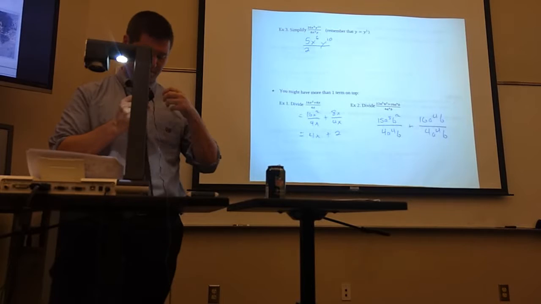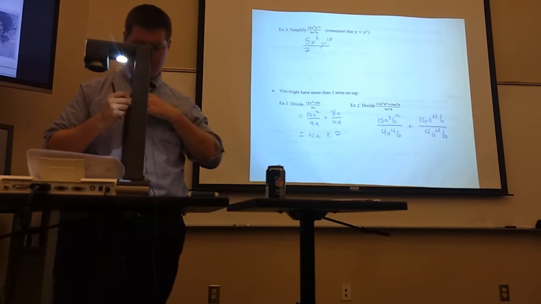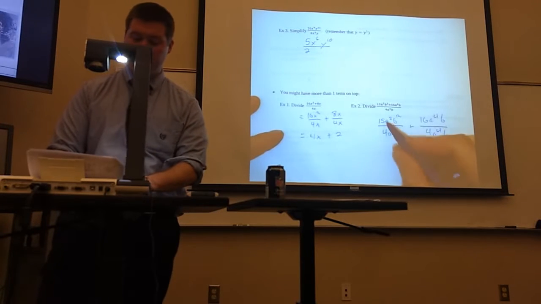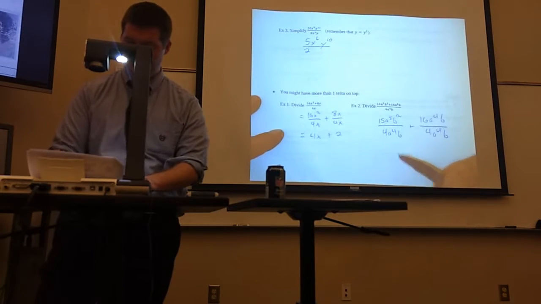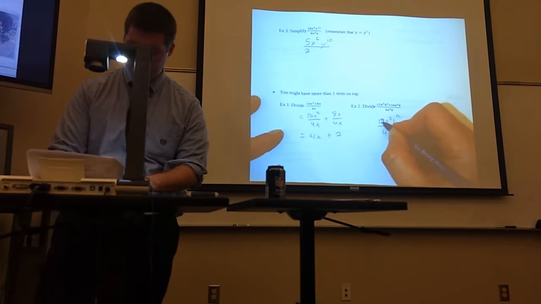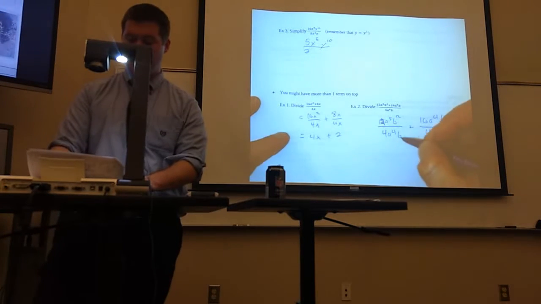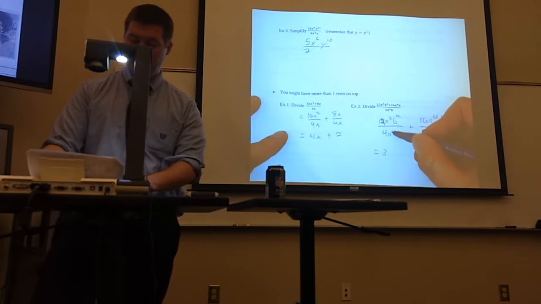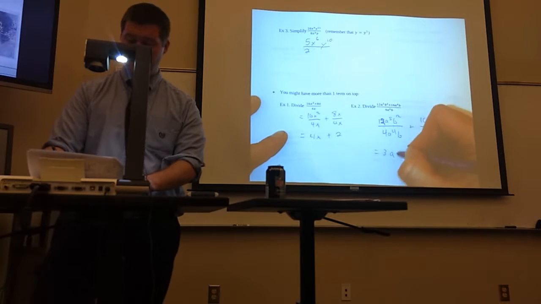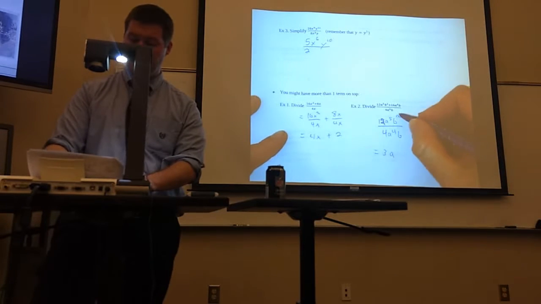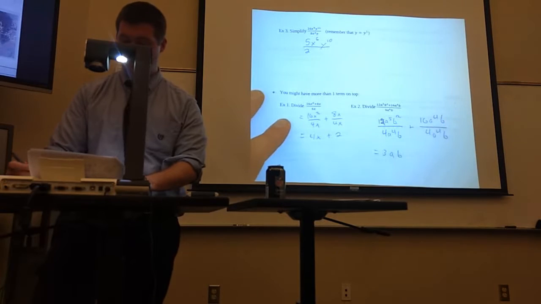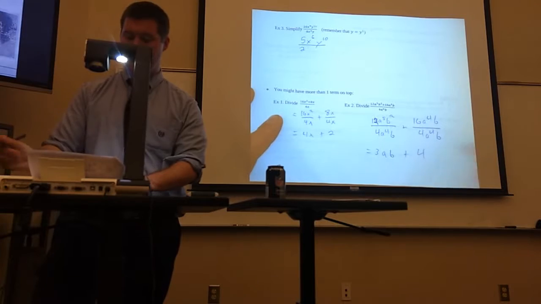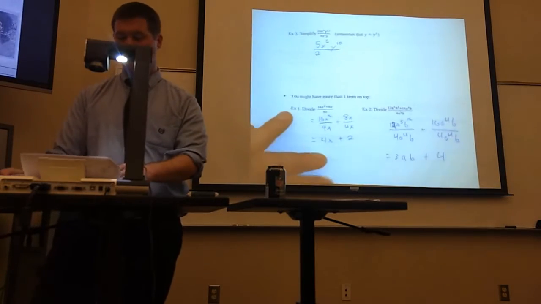Whoops. All right, let's see. 15, 12. So 12 over 4 is 3. Yeah, 5 minus 4 is 1, so 8 to the first. B squared over B, just B. Just 4, okay. Cool.